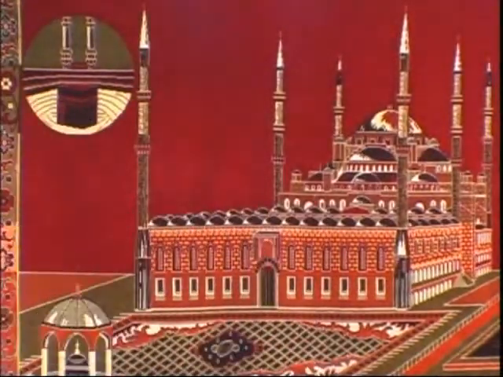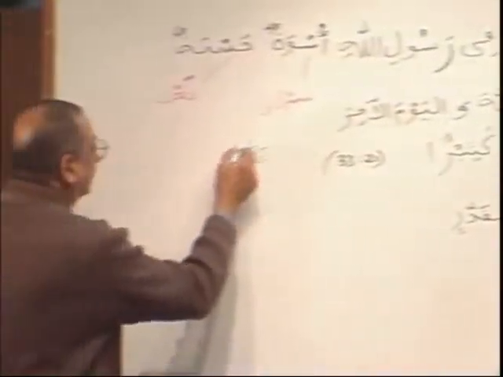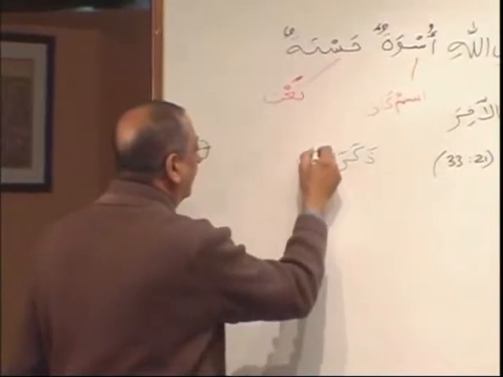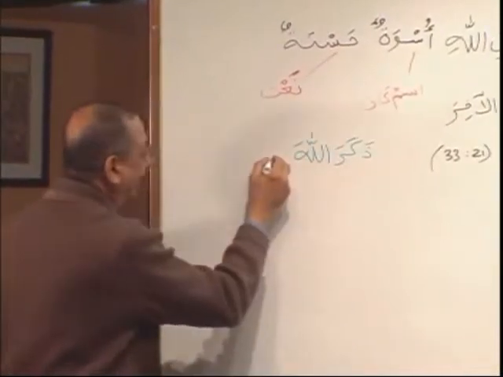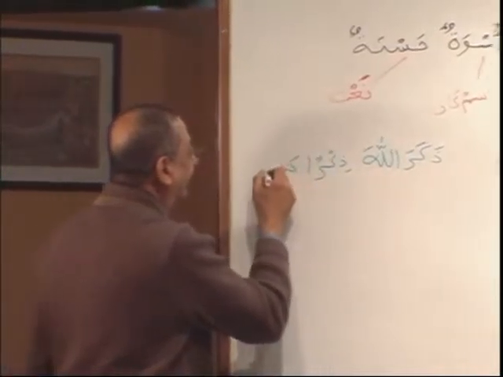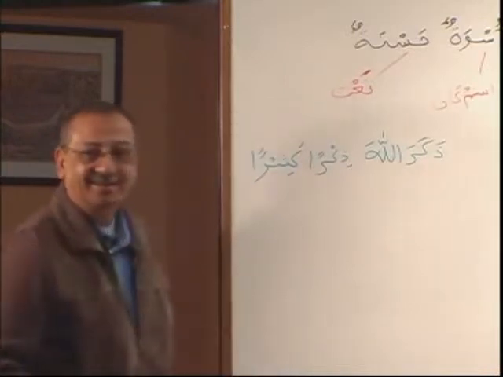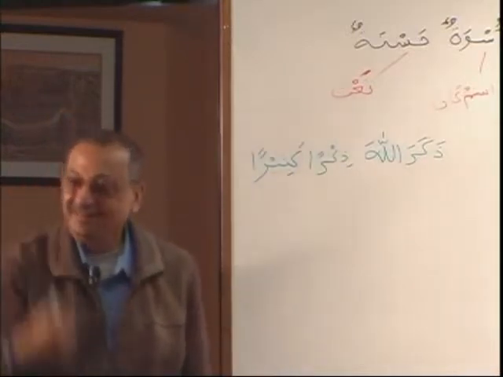What is Allah? Maf'ūlun bihi. And what is kathiran? Maf'ūlun mutlaq. Now, if you were to write it, brothers and sisters, it would be like this, brother: Zakarallahu zikran kathiran. MashaAllah. Brothers and sisters? Zakarallahu zikran.